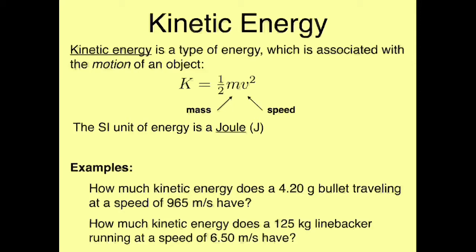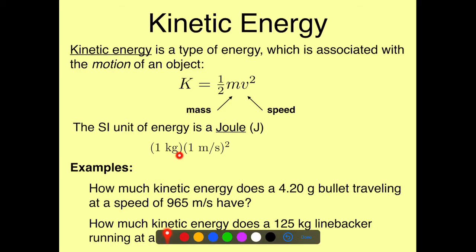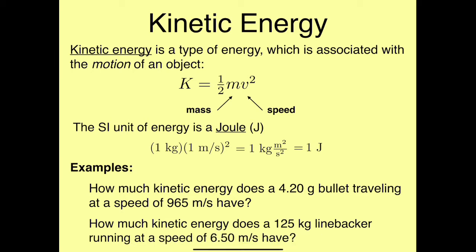And let's see how that works out real quick. So we know that the unit of mass, the m term in the equation here, is measured in kilograms. And the SI unit of speed, that's v here, is a meter per second, but we're squaring that. So we get a kilogram times a meter squared per second squared, and we already know that that's equivalent to a joule. Okay, so the SI unit of kinetic energy is a joule.